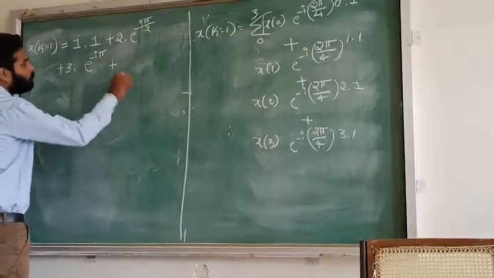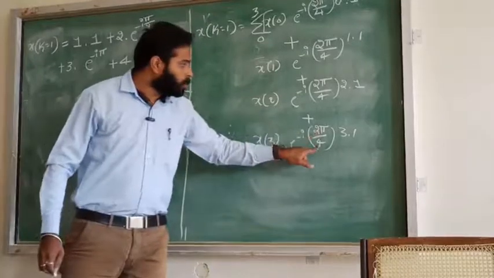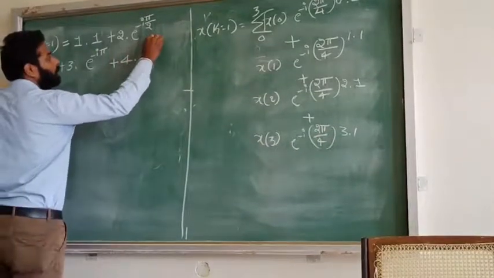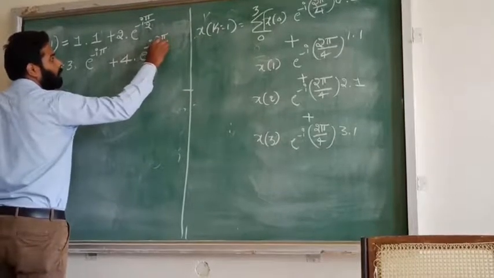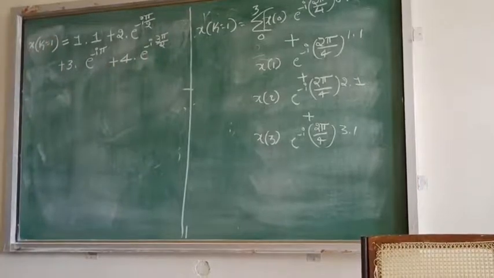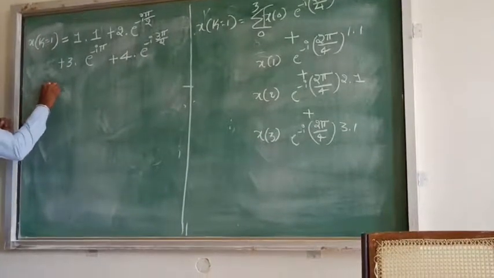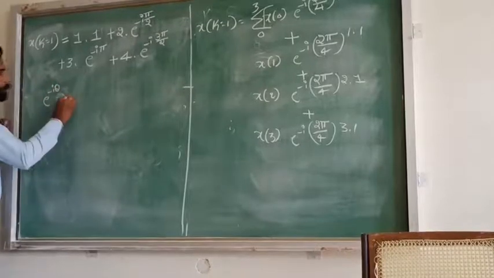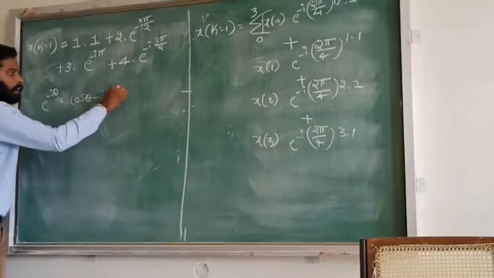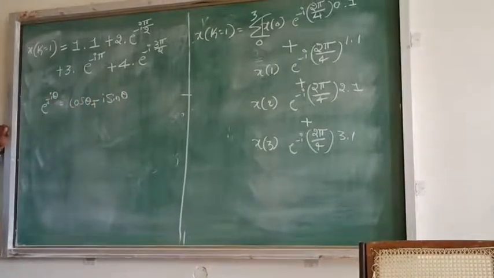Plus x of 3 is 4. Again you can see here, 2 ones are 2, 2 twos are 3 pi by 2, right? e raised to minus i 3 pi divided by 2. Now e raised to minus i theta is equal to what? cos theta minus i sin theta, right? And if this is plus, this is plus, okay.